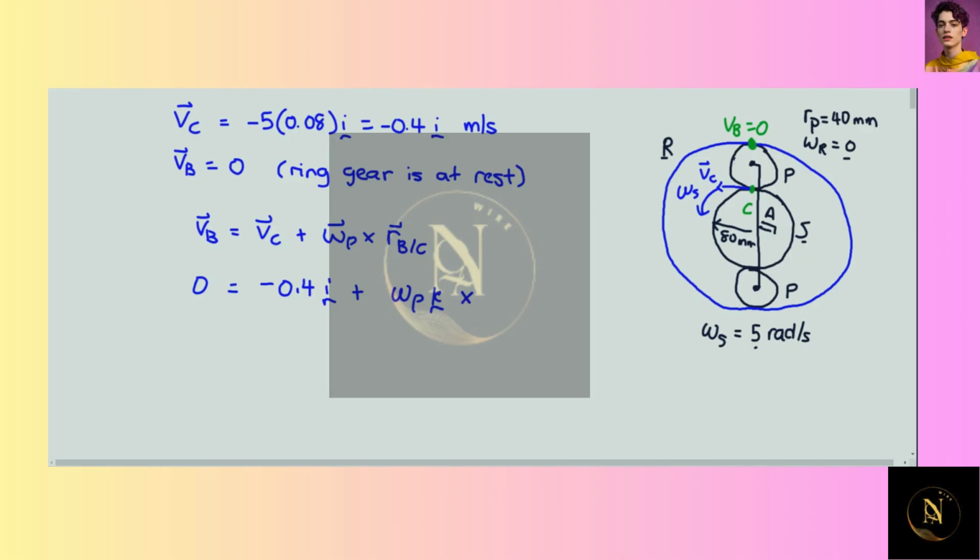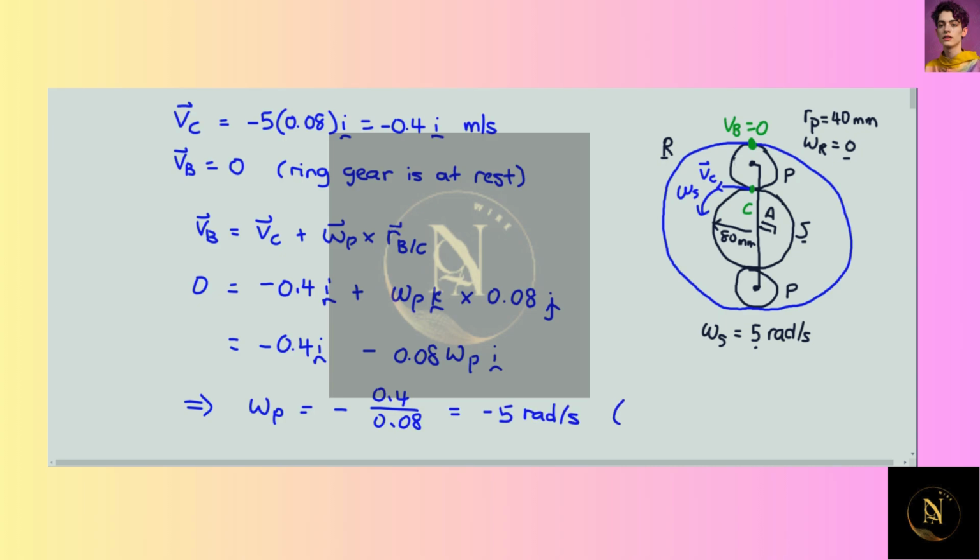RBC is from C going up, and we know that the planetary gear has a radius of 40 mm, so RBC would just be 0.08 J. So this gives minus 0.4 I minus 0.08 omega P I. This means that omega P is equal to minus 0.4 divided by 0.08, which is minus 5 radians per second. This means that P is turning clockwise.